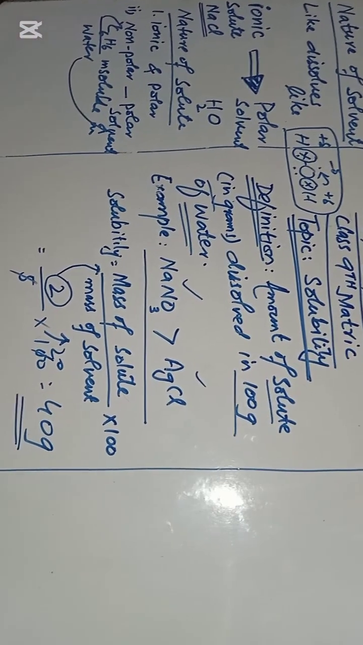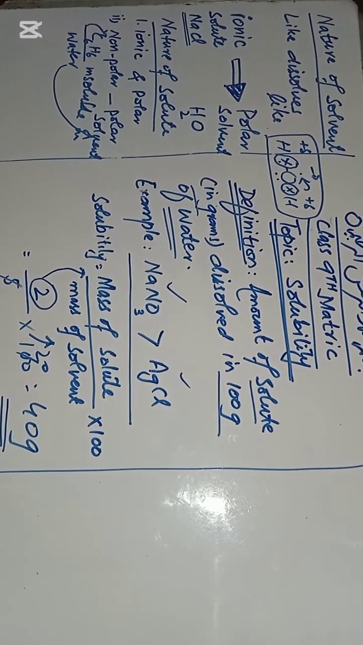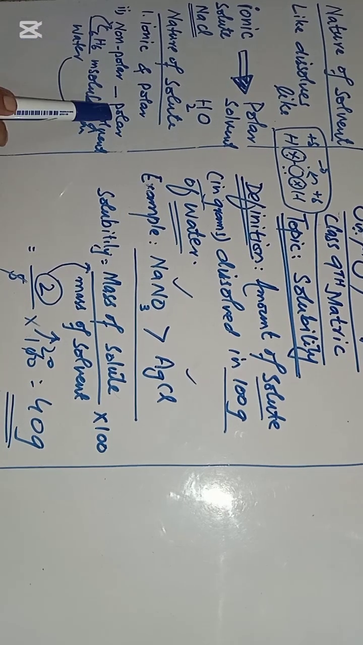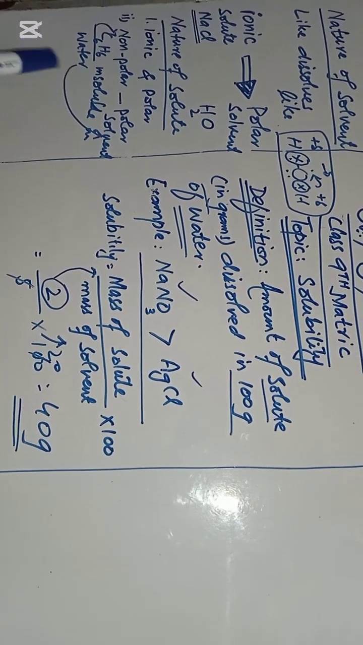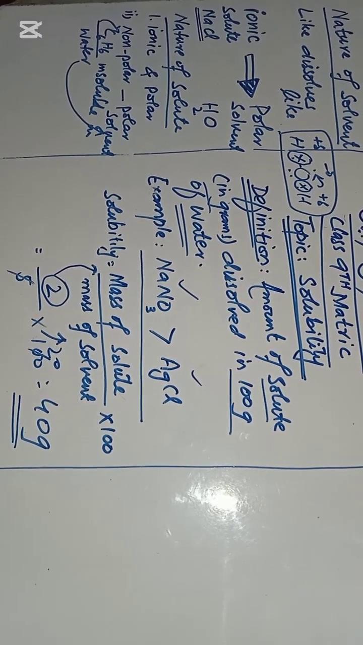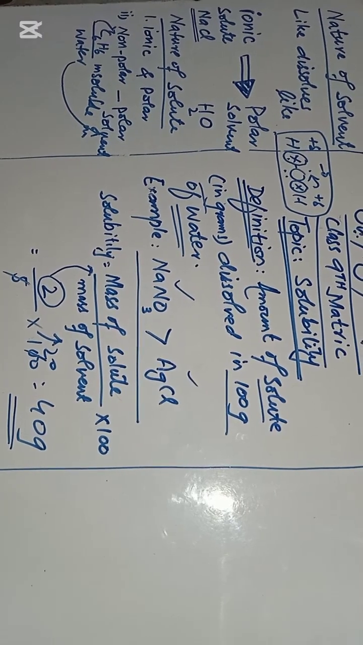Clear? Now, non-polar covalent substances are soluble in non-polar covalent solvents. For example, grease and paints are soluble in petrol, ether, or carbon tetrachloride. So carbon tetrachloride is also one of the non-polar solvents. Okay.